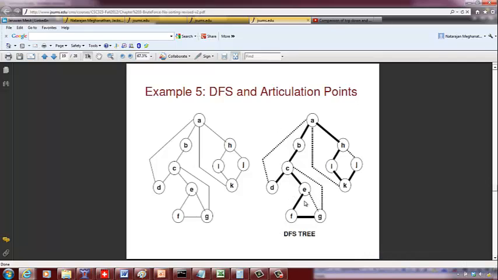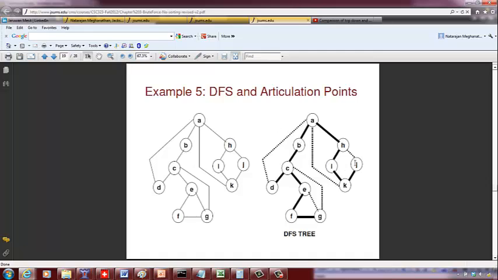So in this case, there's one subtree rooted at the child node E that doesn't go above C. So that makes C an articulation point. Because if I remove C, these three vertices E, F and G will be disconnected from the rest of the vertices. Okay, now B is not an articulation point because this subtree, which is the only subtree rooted at C, is going above B, right? So B is not an articulation point.